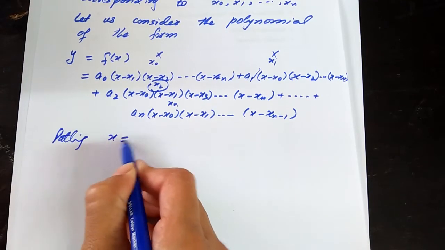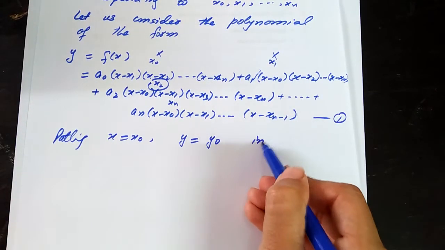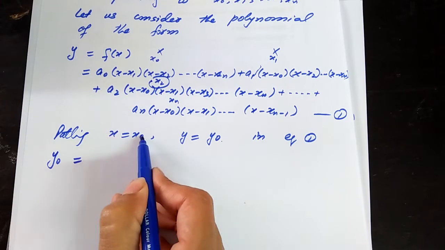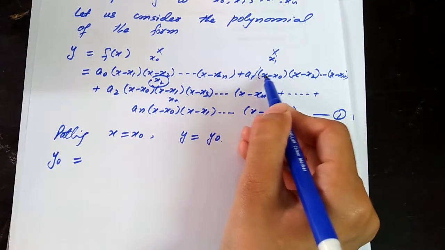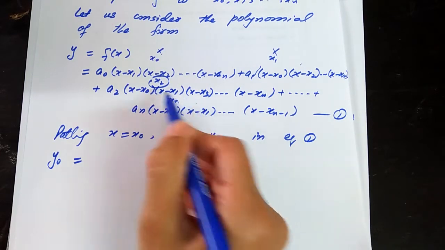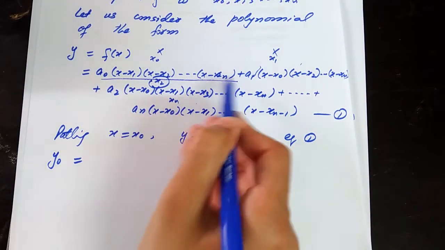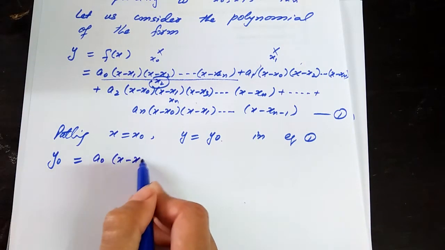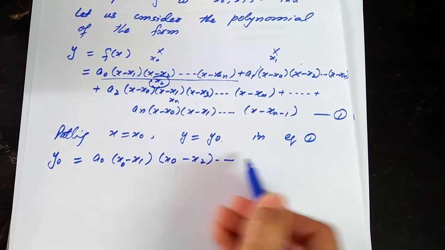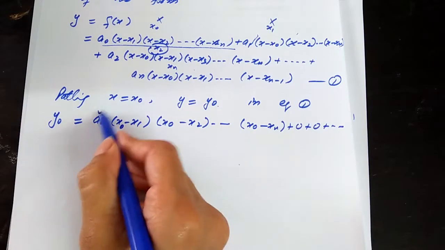Putting x equals x0 and y equals y0 in this equation, equation number 1, we get y0 for x equals x0. If you put x equals x0 here, this term will become x0 minus x0, so this term will be 0. This term will be 0, this term will be 0. All the terms that contain (x minus x0) will be 0, and only this one will be left. So y0 equals a0 times (x0 minus x1)(x0 minus x2) up to (x0 minus xn), plus 0 plus 0 plus up to so on. So from here I can get the value of a0.